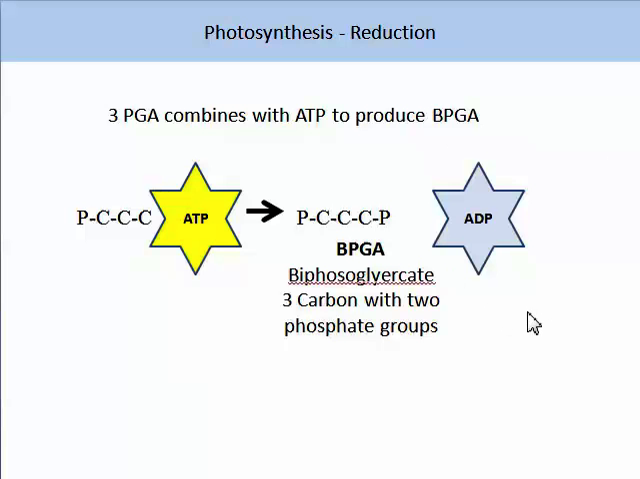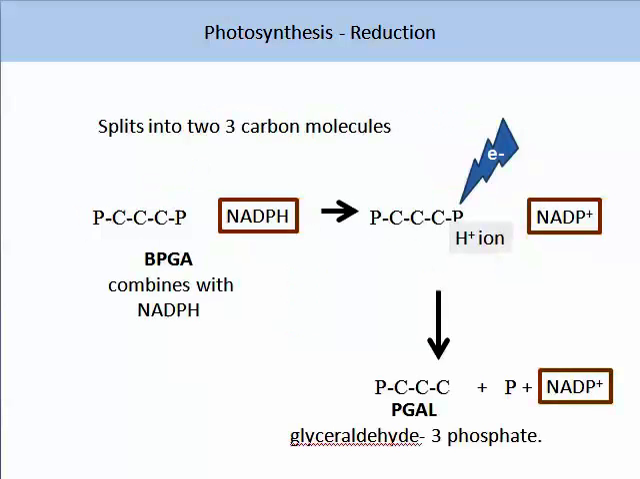The ADP molecule has changed colours, and this can remind you that it is ready to go back to the thylakoid membranes, where it can be converted again into ATP. Once the BPGA molecule has been produced, it then combines with NADPH. This is again a molecule from the light reaction. The NADPH separates into an electron and a hydrogen ion, leaving NADP+.